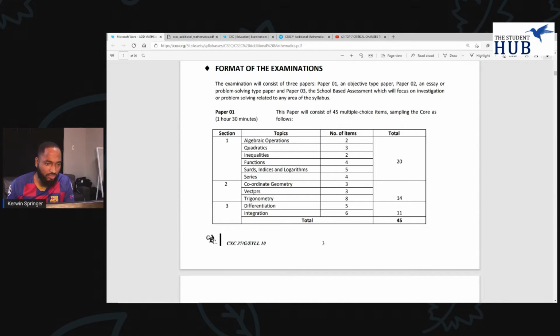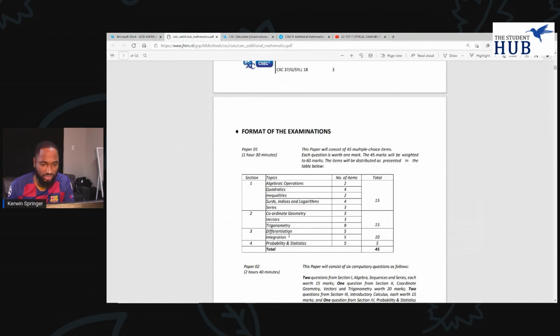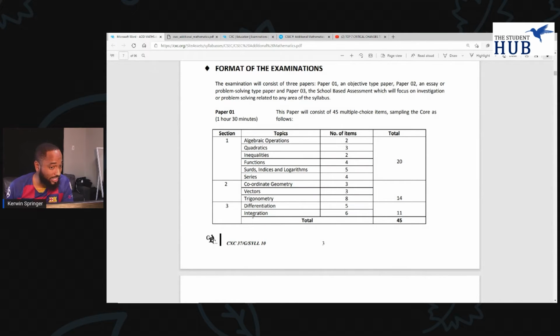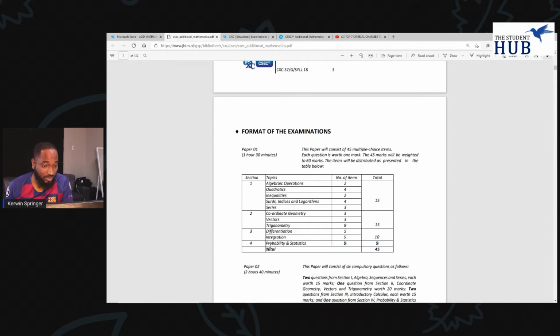Coordinate geometry, vectors, trigonometry, differentiation, integration. Probability and statistics is here. So they want to pull the whole syllabus into this. You know, there was no probability and statistics here. The whole of probability and statistics can be tested. The whole of the syllabus can be tested. And that's a new shift in CSEC.